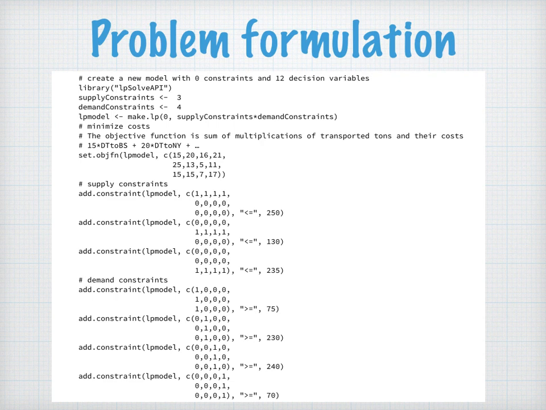Now let's look at the demand constraints. In this case, we're interested in the columns. The first demand constraint deals with shipments to Boston. And these must be greater than or equal to 75. The second one deals with shipments to New York. So in this case, it's the columns that are set to 1 for the particular print shop of concern.